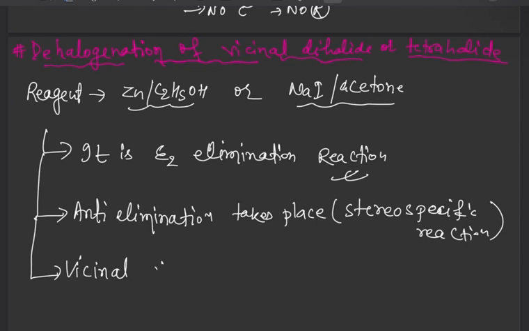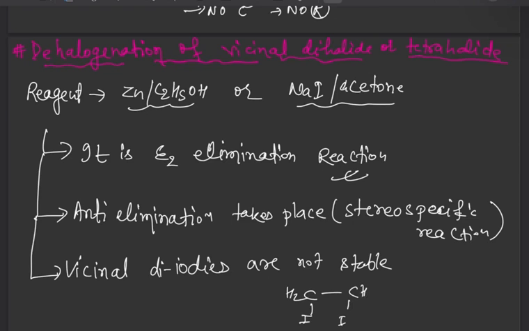Vicinal diiodide is not stable at all. Iodides are not stable. You won't see this type of case, that there is iodine here and iodine here. This case is very rare. Because why? This is highly unstable.